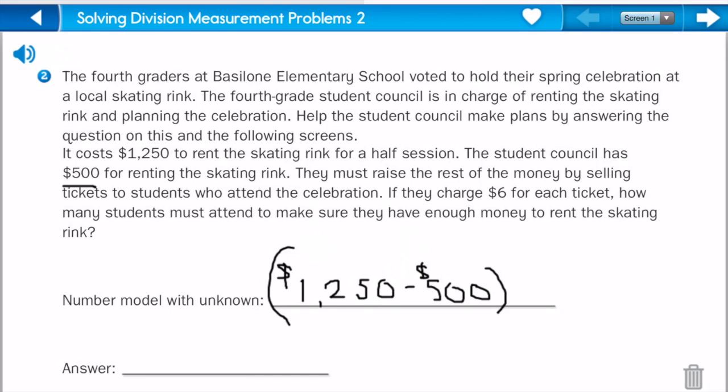Okay, so first I'll subtract that. And now, to find out how many students must attend, what will I do? Yes, so I know that I'm going to divide by $6 to find out how many students need to come. And I'm just going to put M for money.